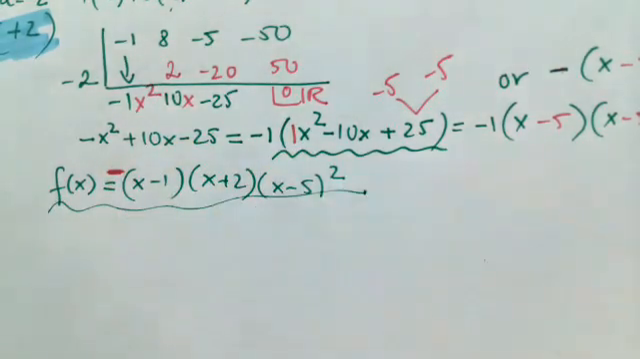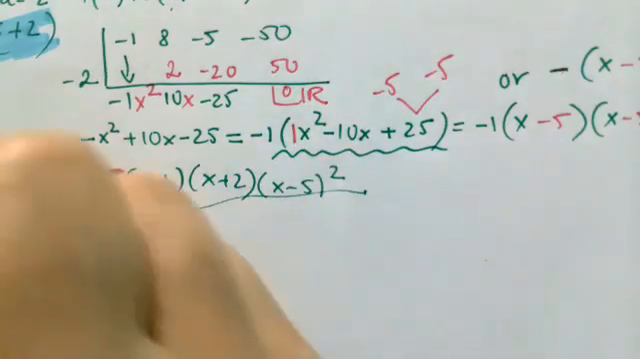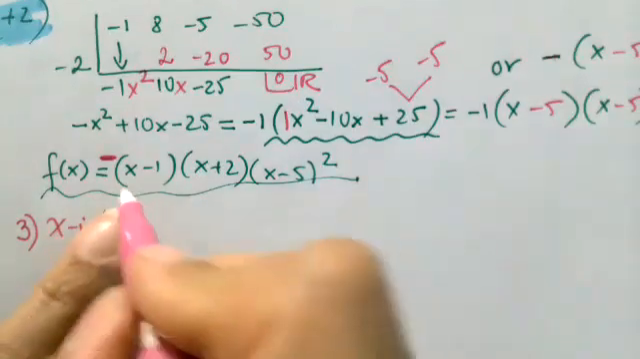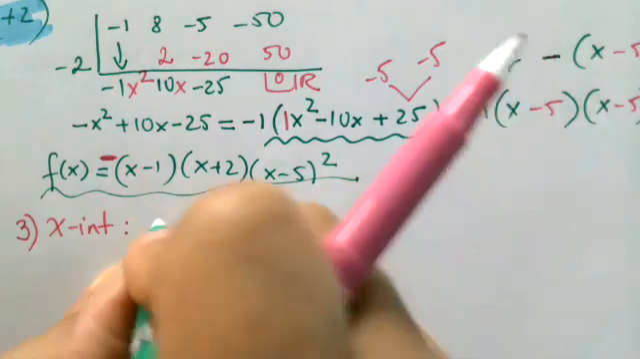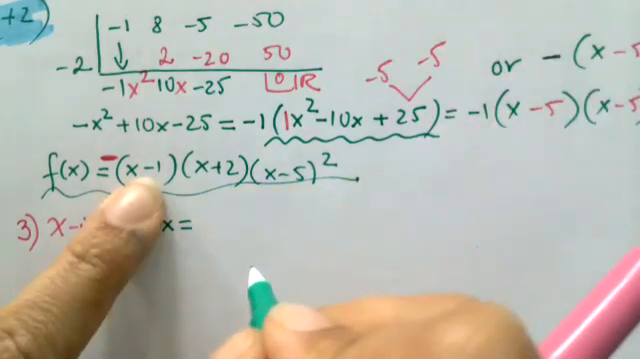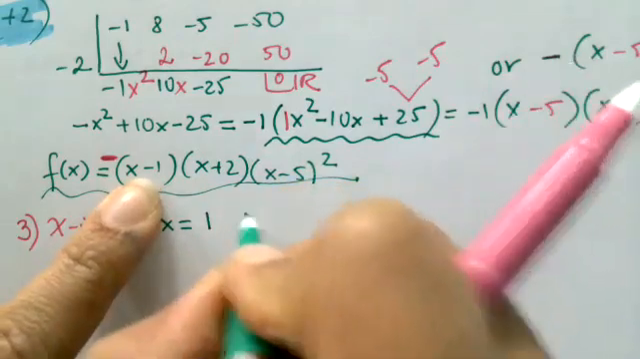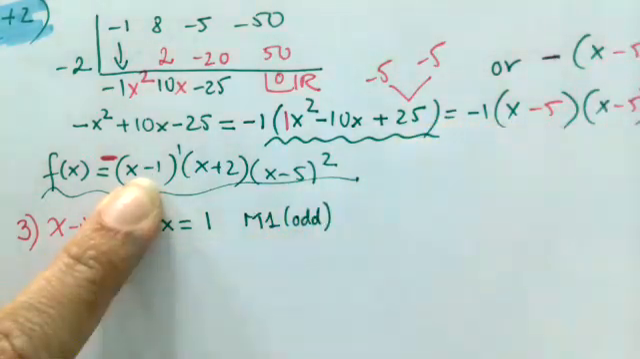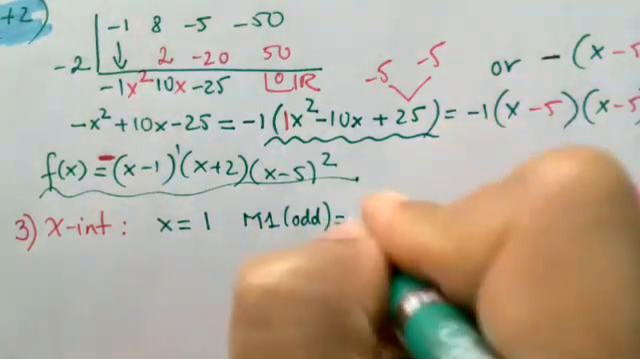So that's good. I can use now my factorized form to find x-intercepts and discuss the way they behave, either crossing or touching or bouncing, depending on their multiplicity. So step number 3, x-intercepts. The first x-intercept is going to be x equal 1. Multiplicity is 1, odd. Therefore, we're going to cross.